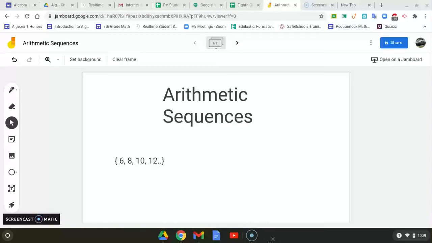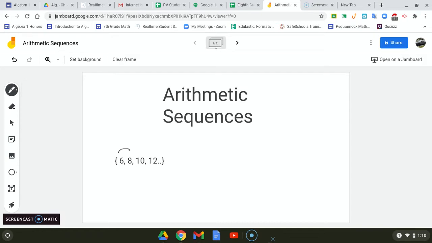All right, as you can see, we're going to be working on arithmetic sequences. And basically, an arithmetic sequence is a sequence where you have what we consider to be a common difference. Meaning, if you go from one term to the next, you're going to be constantly going by the same amount.